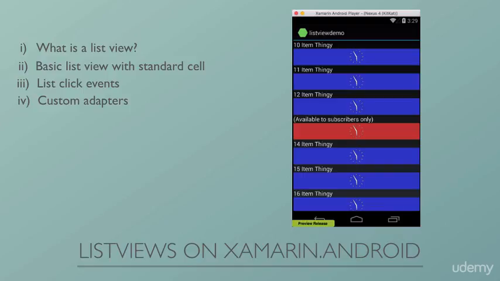We'll also create custom adapters that allow you to do special things like change certain indexes in your list. For example, in the screenshot, you can see a red background.